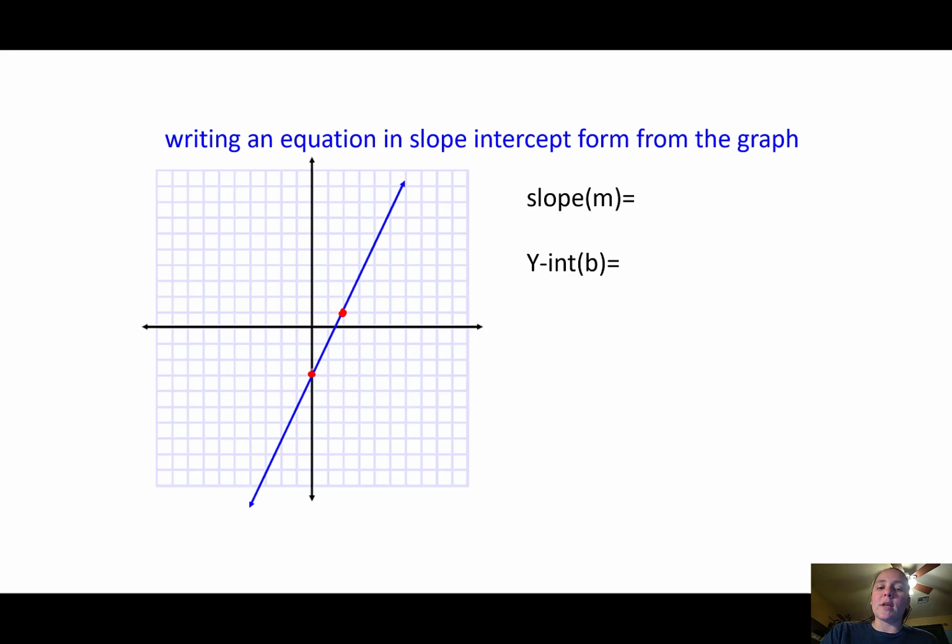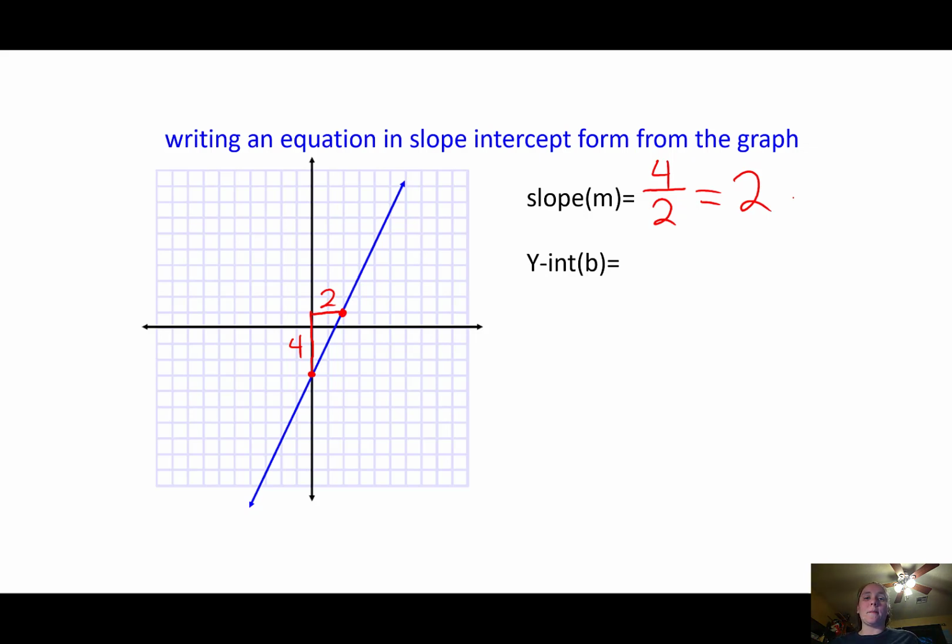So I'm going to pick those two points there, and I'm going to count how many squares I go up. So we go 1, 2, 3, 4. So a rise of 4 and a run of 2. Now, 4 over 2 does simplify, doesn't it? Always simplify slope. So 4 over 2 becomes 2. Now, double checking, looking at my line, I'm rising from left to right, so it's a positive slope. We're good.